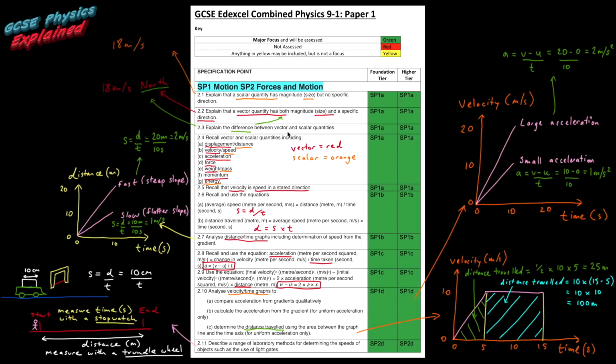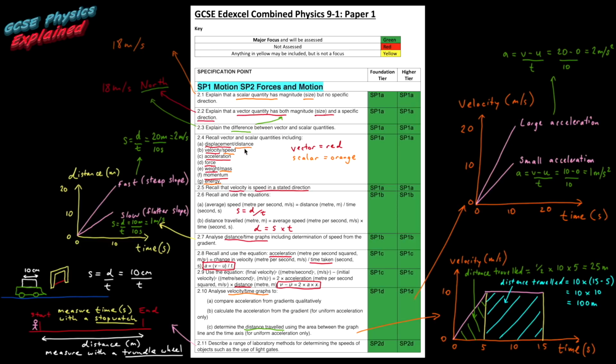Explain the difference between vector and scalar quantities. Well, as I've just explained, a scalar quantity has only size, a vector quantity has size and direction. That could be worth 2 marks in an exam. Recall vector and scalar quantities, including: if I've underlined it in red, it's a vector quantity, it has size and direction. If I've underlined it in orange, it's just a scalar, it has only size.